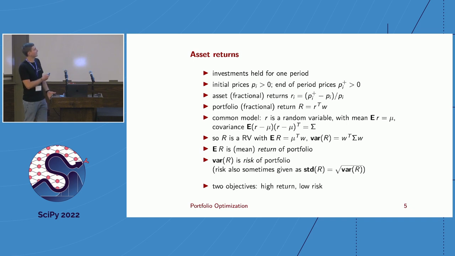So we define the expected return as the mean of our portfolio, and the variance of our portfolio returns would be the risk. Sometimes people use the standard deviation of the returns, which they then call volatility. It's just a standard deviation. Again, every field speaks a different dialect, so this would be the volatility, or we're going to stick with the standard deviation.